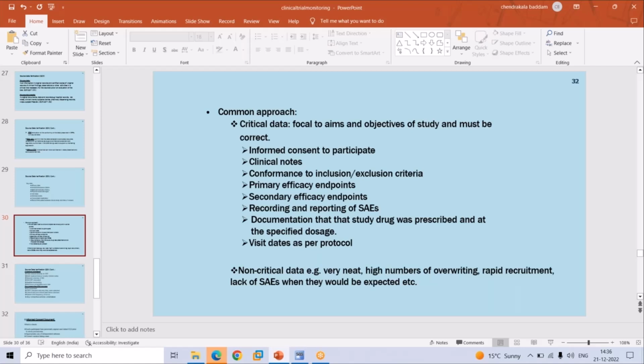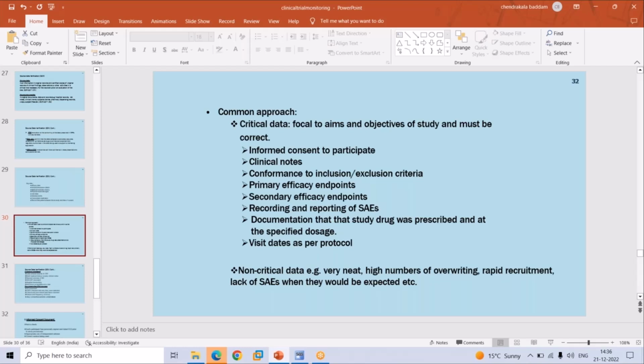So what is a common approach? Critical data, non-critical data. Critical data is focal to the aims and objectives of the clinical study. Mainly we focus on the aims and objectives of the clinical study, and this data must be correct: informed consent, clinical notes, conformance to inclusion-exclusion. The subject satisfied the inclusion-exclusion criteria.